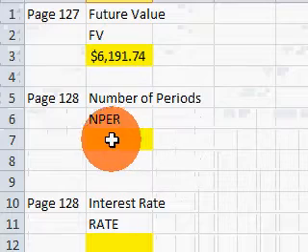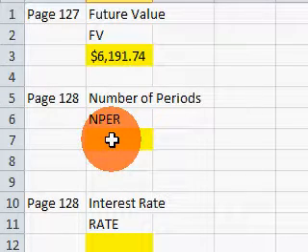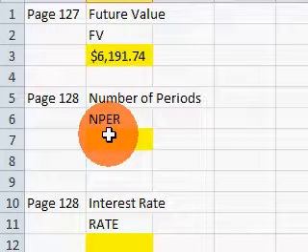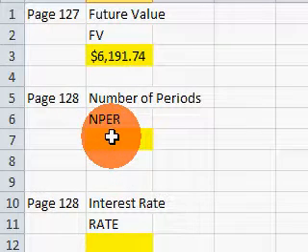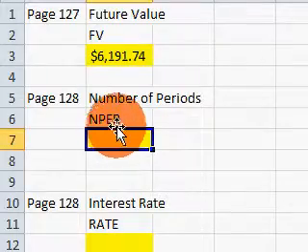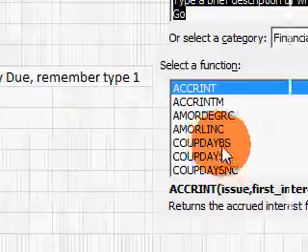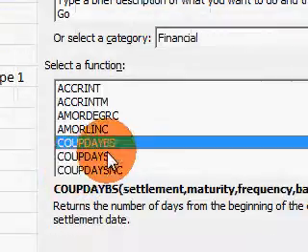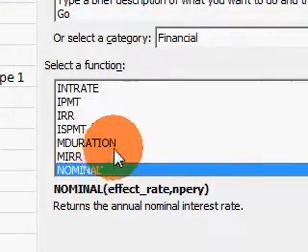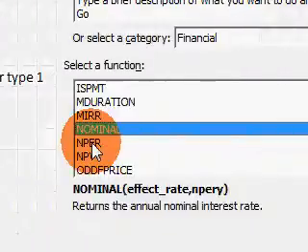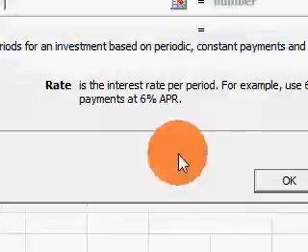All right. Number of periods on page 128. We look at this one, and this is often a good calculation. Say, how long would it take me to pay off my credit card based on a certain interest rate. So I'm going to go back to the f of x again. Look under financial in the categories. If I type in the letter N, scroll down a little bit to NPER, hit OK.